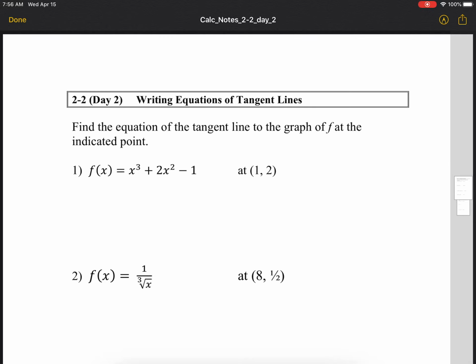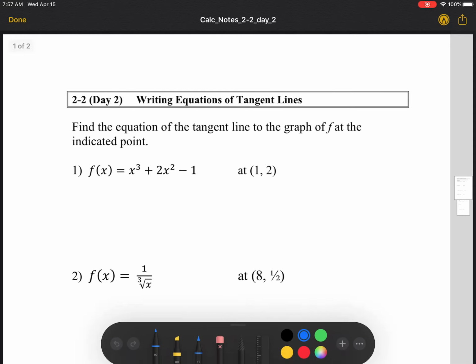The first couple examples ask us to find the equation of the tangent line to the graph of f at the indicated point. For one, we have a function of x: x cubed plus 2x squared minus 1, and we want the tangent line at (1, 2). Our steps: find the slope first by taking the derivative of our function. Once we have the point and the slope, we put them in our y equals mx plus b. So let's get started.